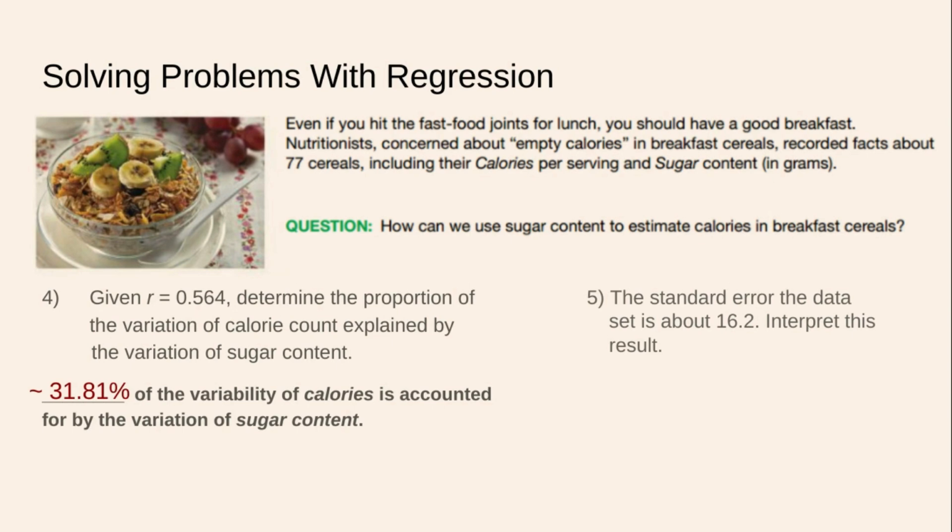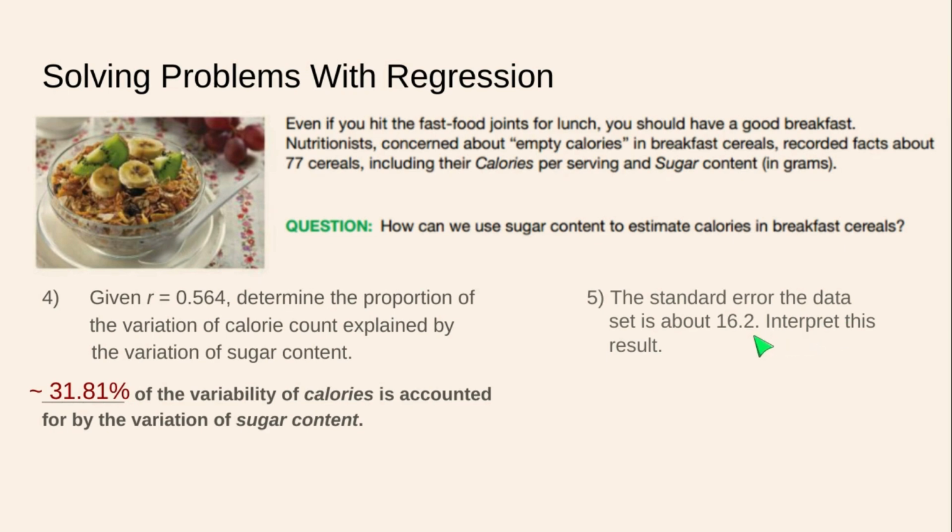31.81%. All right, I chose to put it in percent. That's how it's often given, but you could put it in decimal. It just seemed to flow a little better in this sentence to make it a percent. Number 5, the standard error of the data set is about 16.2. Interpret this result. Take a moment, see if you can interpret this standard error, which we also called, and I like this name a little better personally, typical residual size. Okay, so take a moment, see if you can interpret this 16.2 number that you're given.